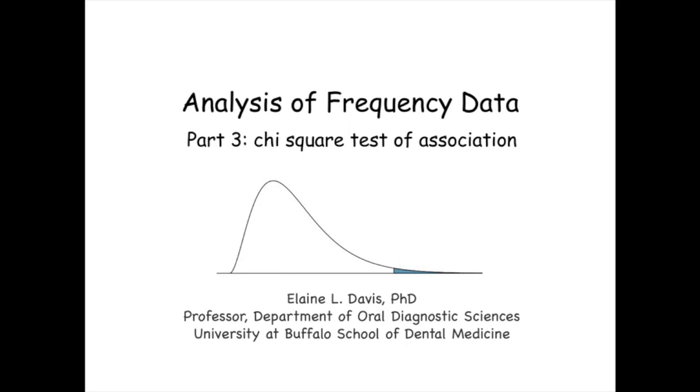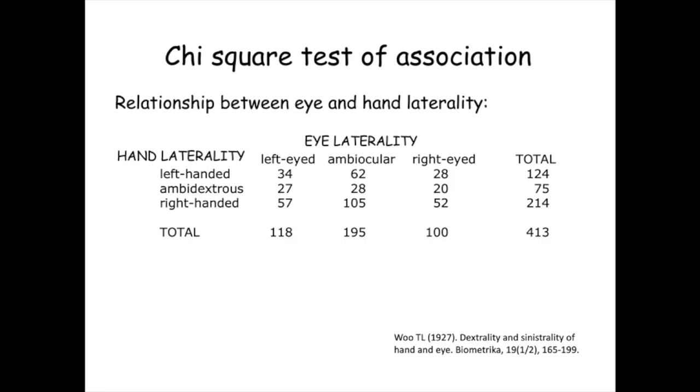This video presents an overview of the chi-square test of association. A study was done to determine whether there was a relationship between eye and hand laterality. The dominant hand and eye were recorded for each of 413 randomly sampled undergraduate students.